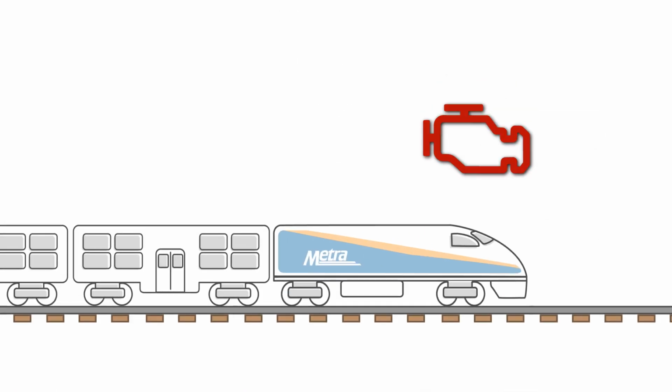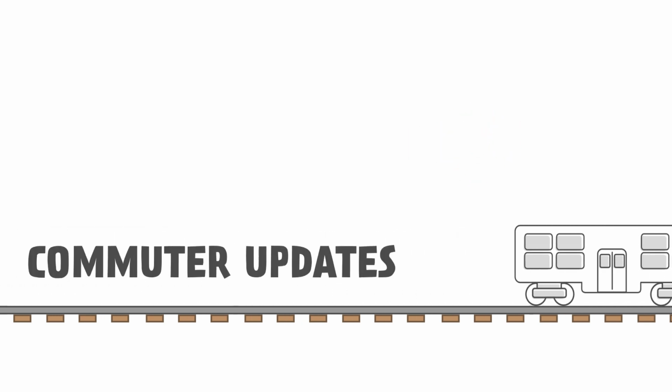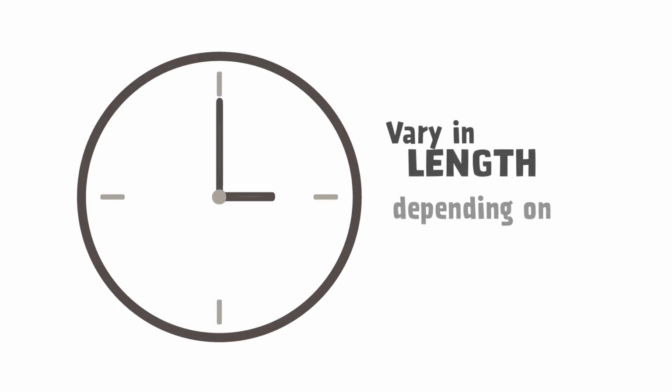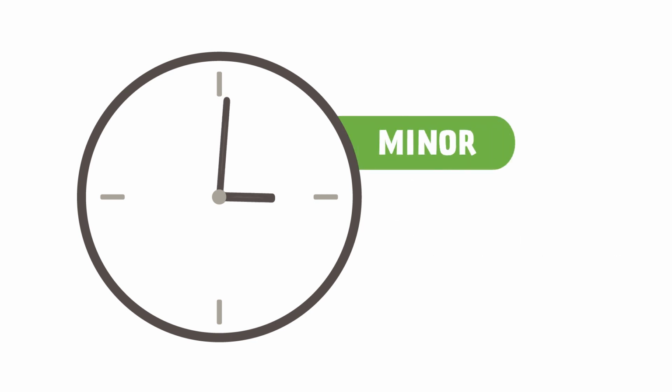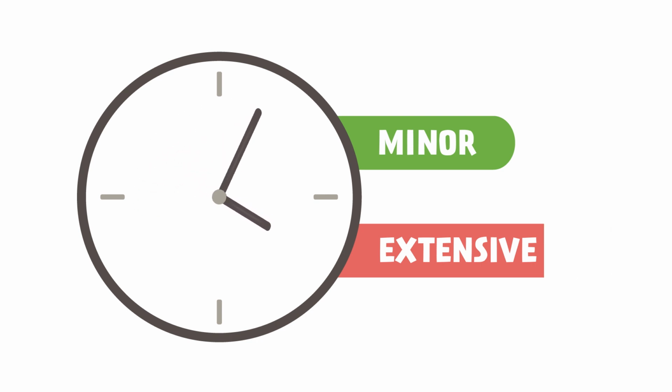On the train, conductors and the engineer work to resolve the issue and get the train moving again. When the train is on the move again, updates will be sent to customers. Delays due to a mechanical failure can vary in length depending on what failed. Minor issues typically can be resolved with minimal delays. Other times, a train cannot continue and significant delays or cancellation will result.